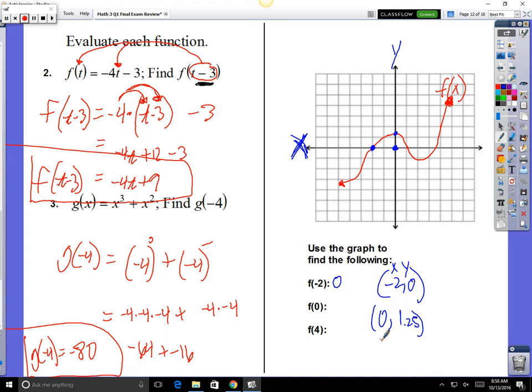If you plug 4 in, so come over here at 4, 1, 2, 3, 4. Here's 4. Now, where does the line cross at 4? So here's 4 all the way through, and the line crosses, looks like somewhere close to right there. So it looks like if you go over 4, the graph crosses up the y at 2. So these are your answers: 0, 1.25-ish, and 2.